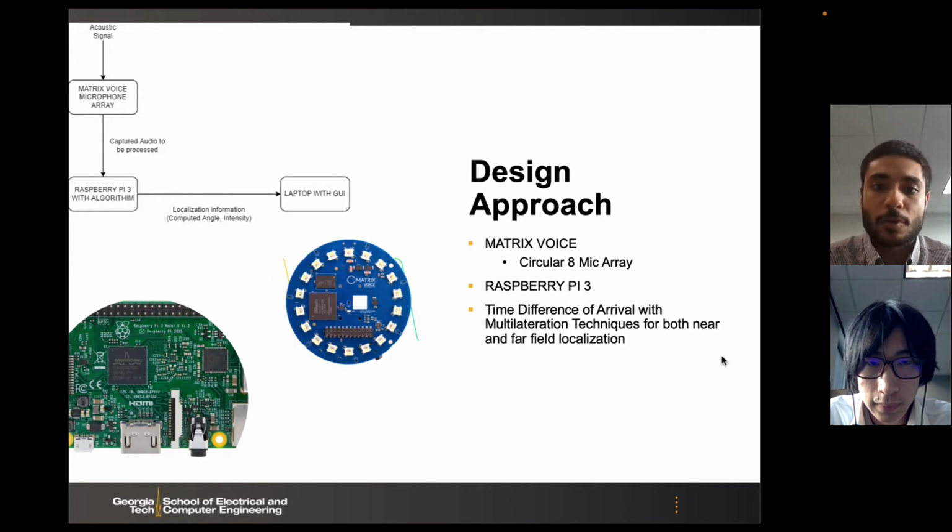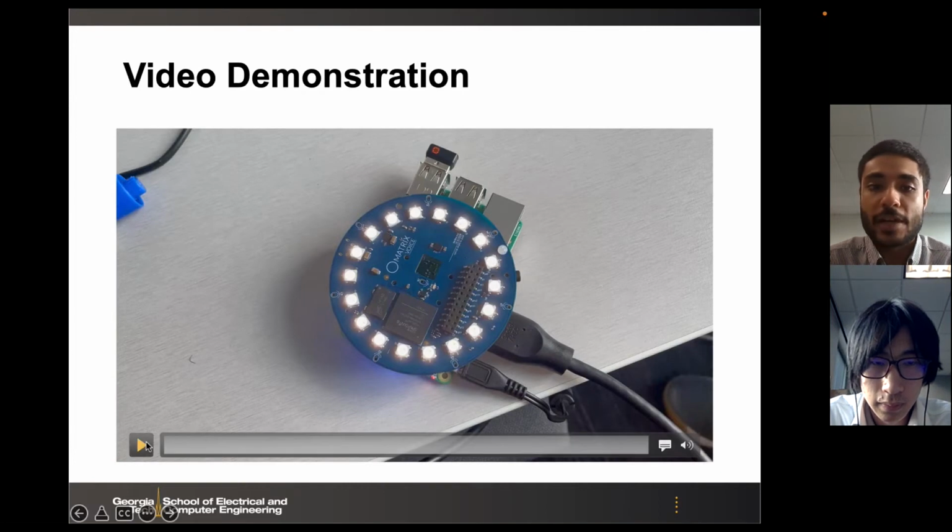Our design approach was to use an 8-microphone array, specifically 7 microphones oriented in a circle and 1 microphone in the middle. This array is attached to a Raspberry Pi 3, and we implement time difference of arrival with multilateration techniques for both near and far field localization. And here we have a video.